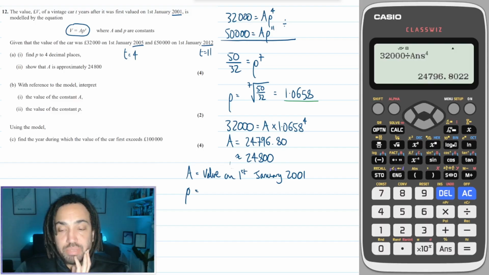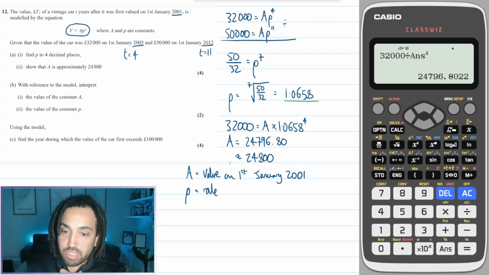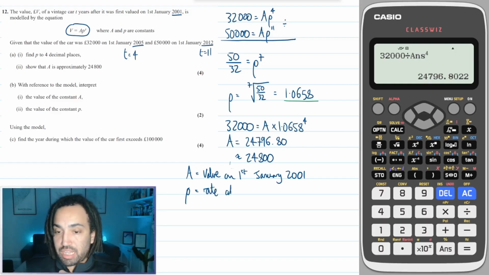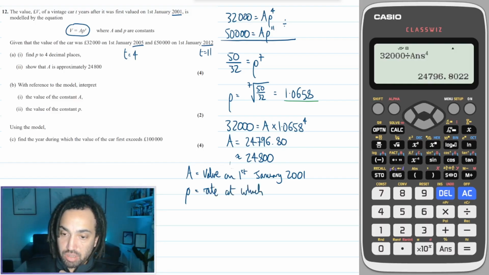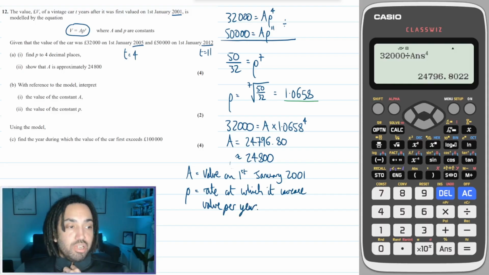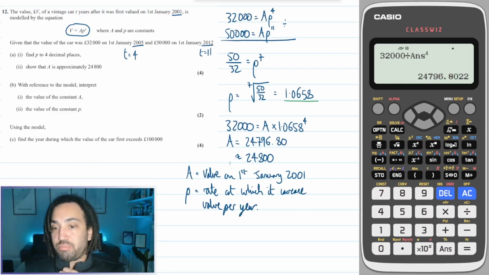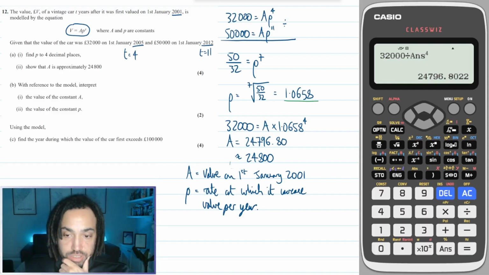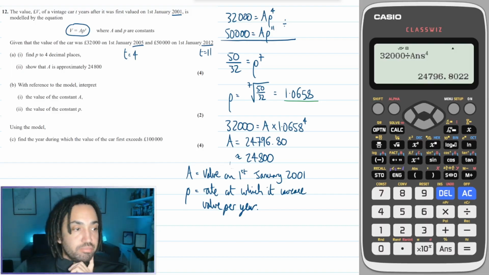And then the constant p is the rate at which it increases value. So it is the rate at which it increases value per year. So you multiply the value by that each year. So it's the rate at which it increases value per year.